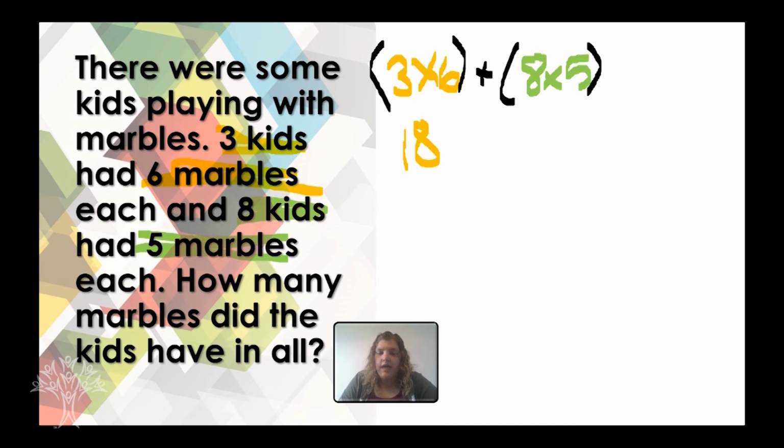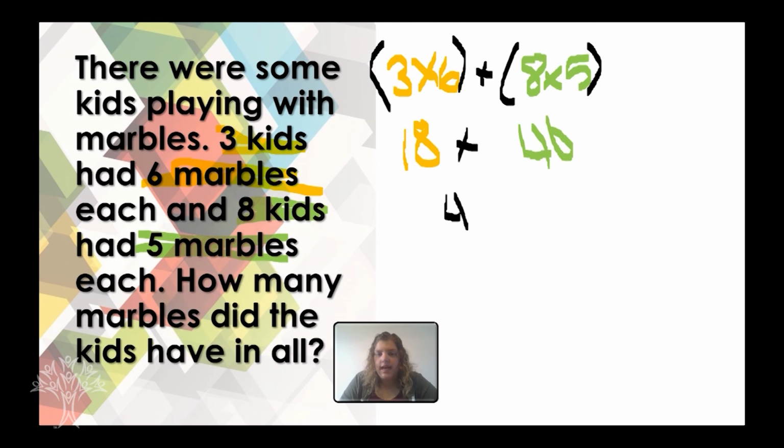Now I need to know 8 groups of 5. What's 8 groups of 5? 5, 10, 15, 20, 25, 30, 35, 40. Great job. Can we count by 8s to check that thinking? 8, 16, 24, 32, 40. Great job. What is 18 plus 40?